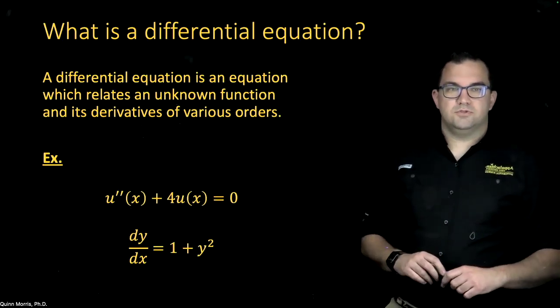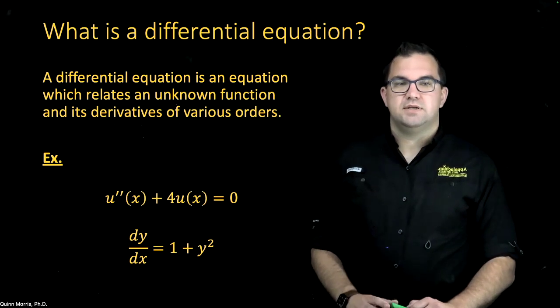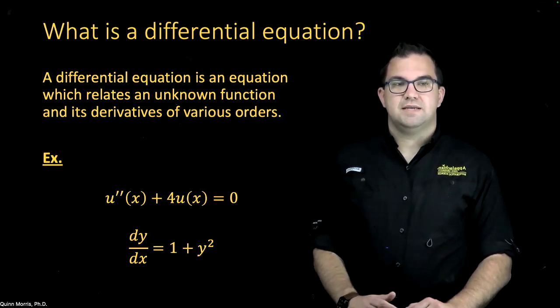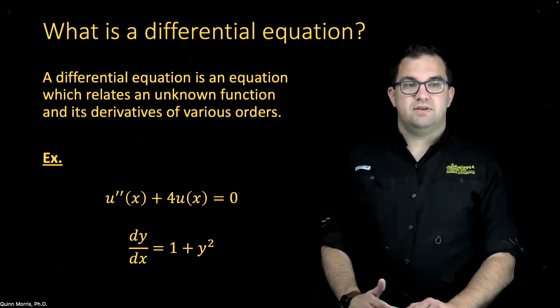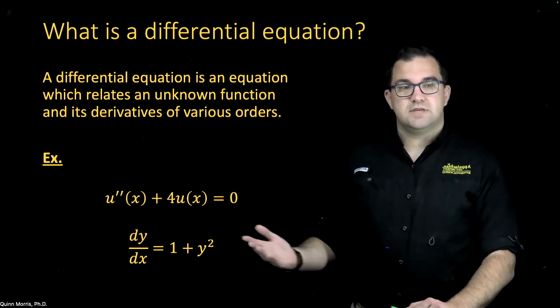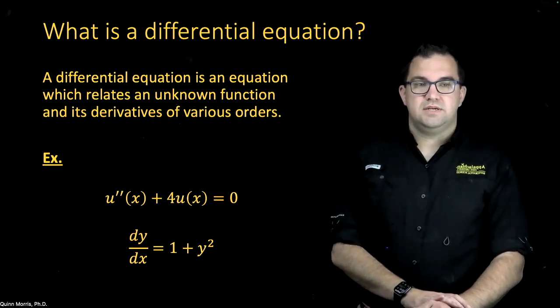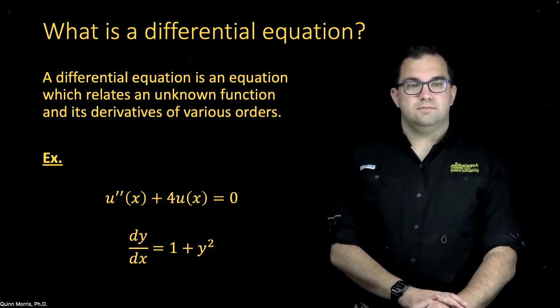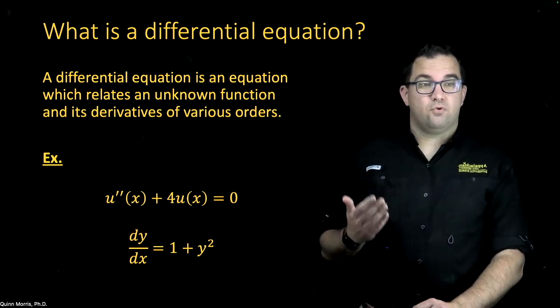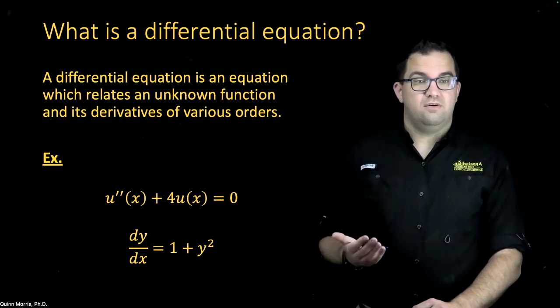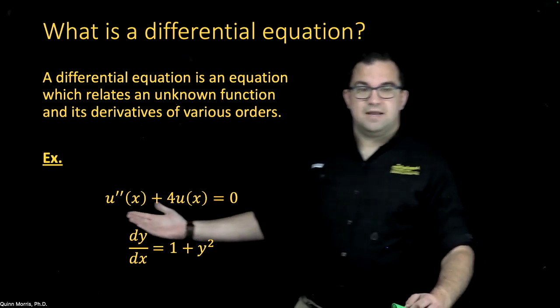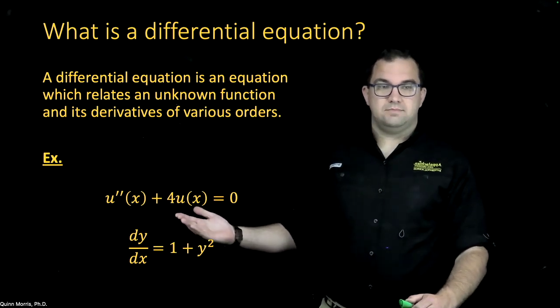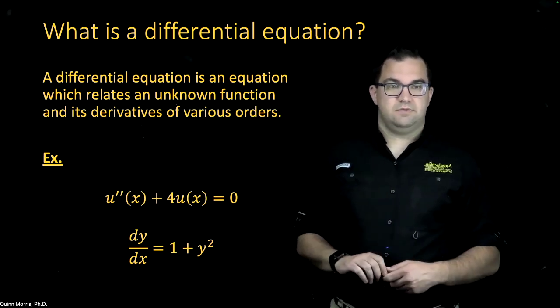So first, what is a differential equation? A differential equation is an equation which relates an unknown function and its derivatives of various orders. For example, on the screen here, you see two different differential equations. In the first, we're looking for an unknown function u of x, whose second derivative plus 4 times that function is equal to 0.